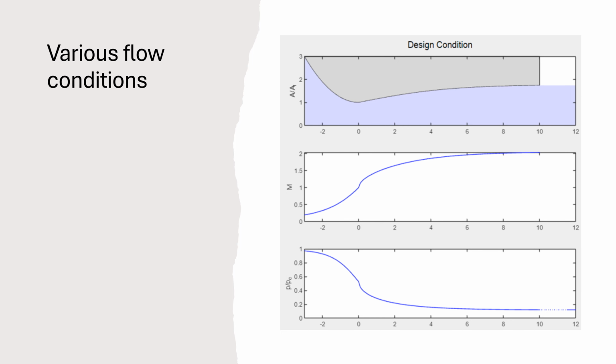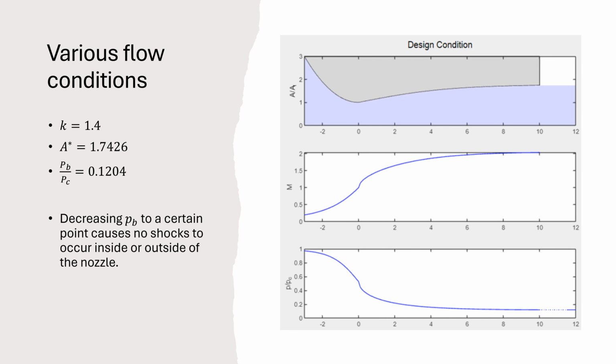And decreasing the back pressure further, we will get to a point where there will be no shocks inside or outside of the nozzle, and this is what we want. This is the ideal case for a ramjet, and as such, this is called the design condition for the nozzle.